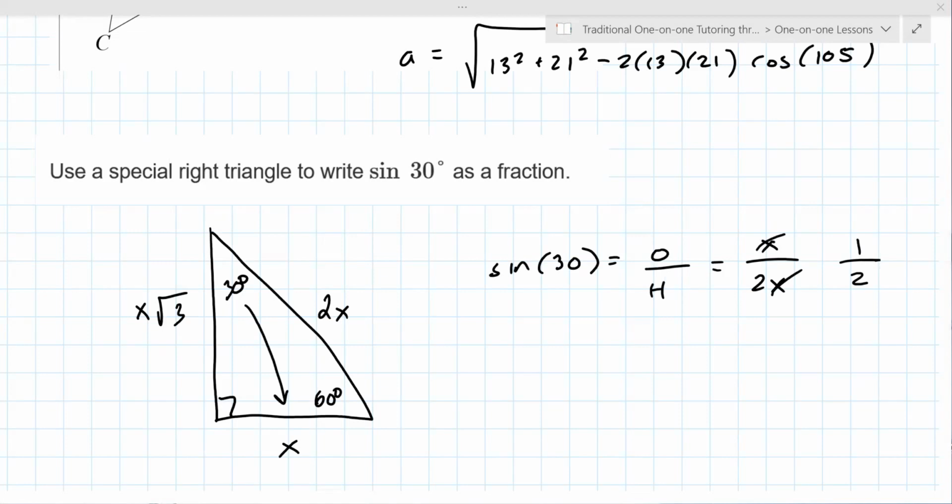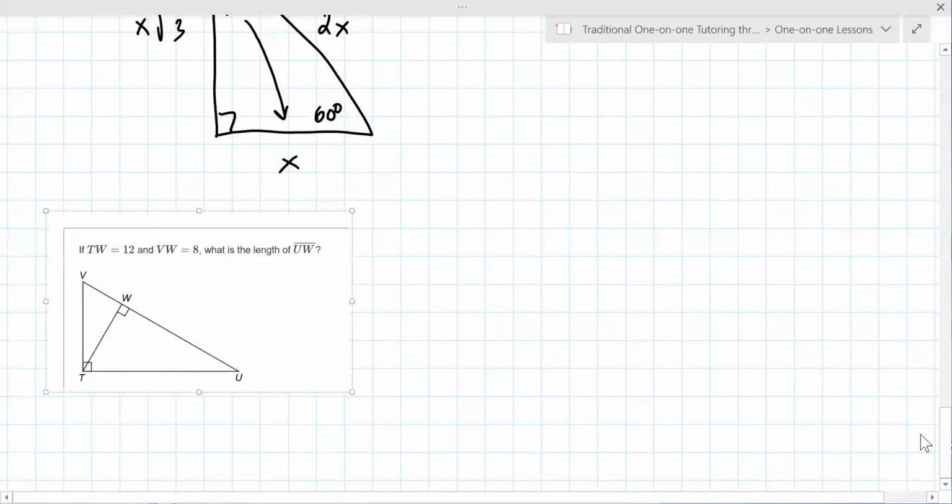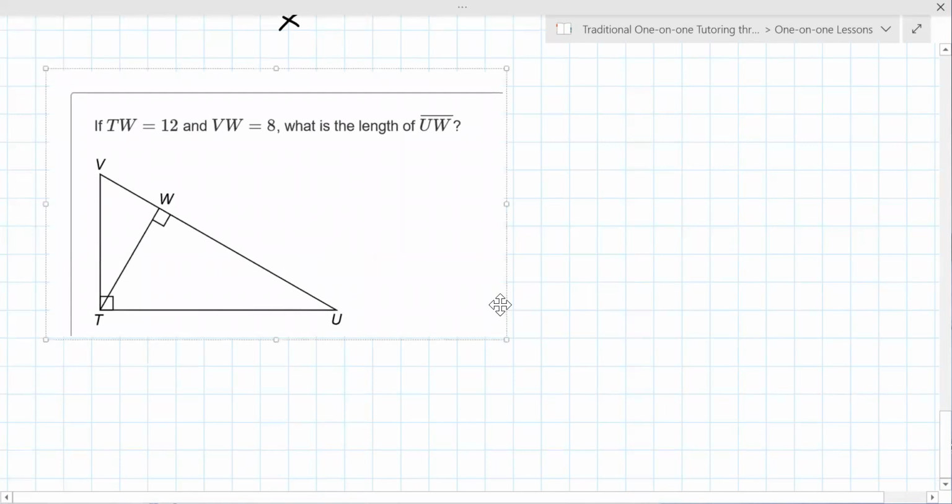All right, we are cruising right along here. These are all questions you've seen before, hopefully you agree with that. TW is 12 and VW is 8, and they want the length of UW. We'll call that x.